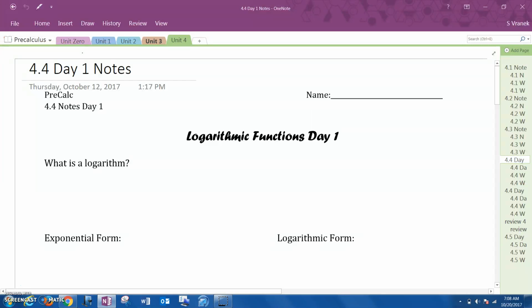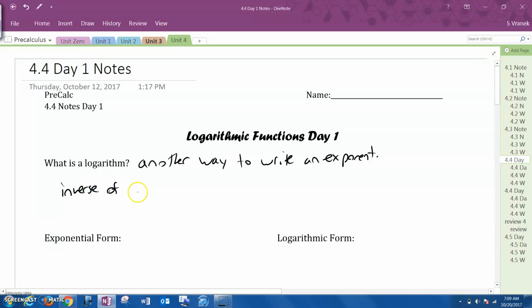Today we're doing logarithmic functions, and what is a logarithm? It's basically another way to write an exponent. A logarithm is also the inverse of an exponential function.